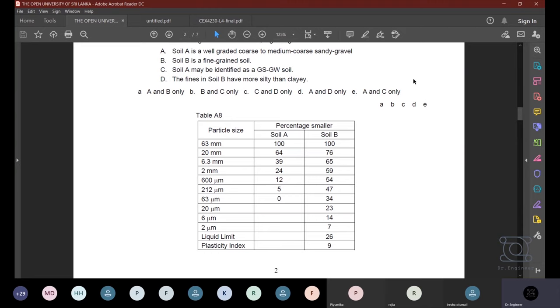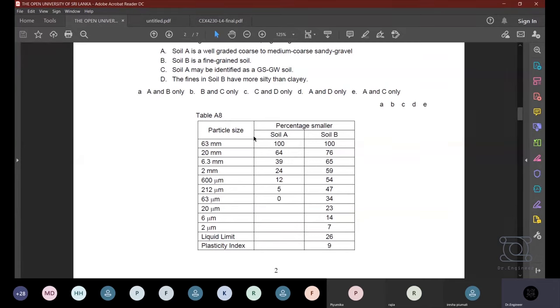So medium to coarse is according to the size, right? So it can be sandy gravel, but we can't say whether it is well graded. So A is a question mark. We'll keep that and we'll see the other one, right? Soil B is a fine grained soil. For it to be fine grained, more than 50% should be passing through the 63 micron sieve. When you see the 63 micron sieve, only 34% is passing. So obviously B is wrong, right?